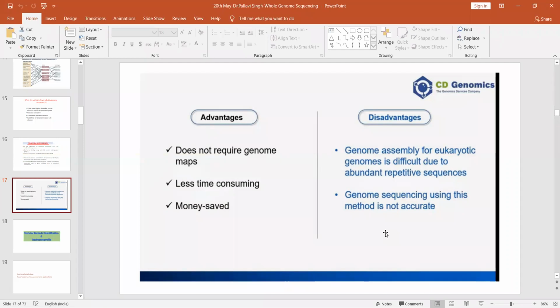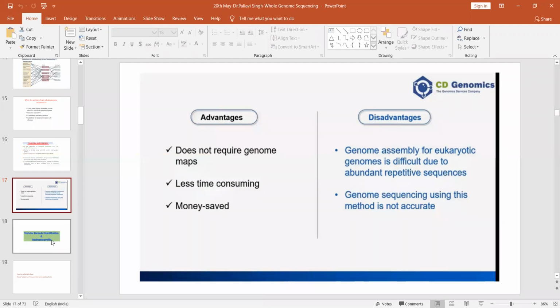And assembly of eukaryotic genomes is difficult because, I don't know whether you're aware or not, less than 3% of the human genome is known to be coding. That means 97% of the human genome is junk DNA. So it is very difficult to sequence a genome which is full of junk. Because of abundant repetitive sequences and junk DNA, we have a problem in sequencing by WGS.